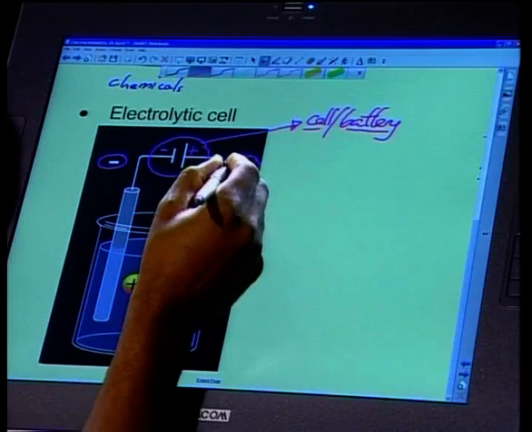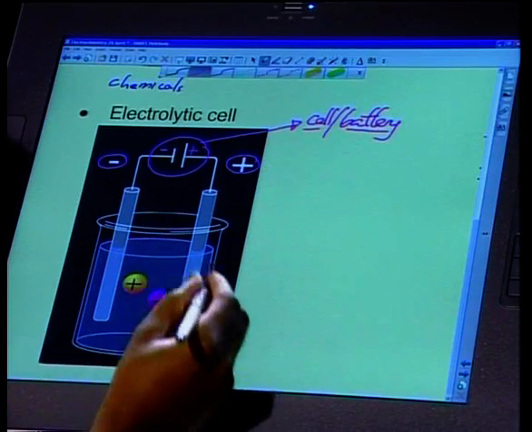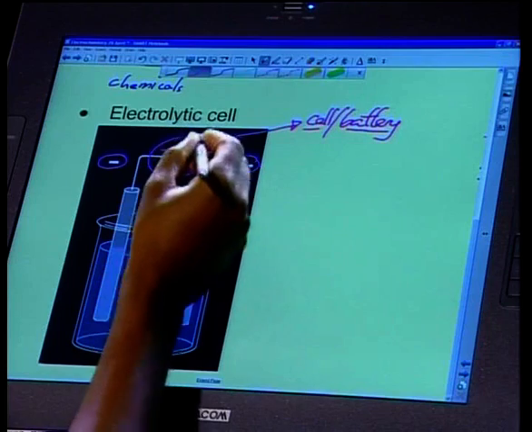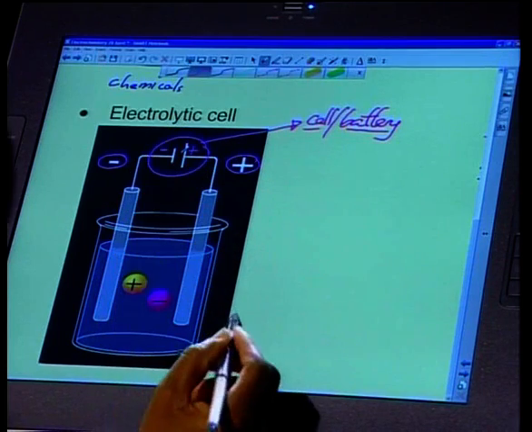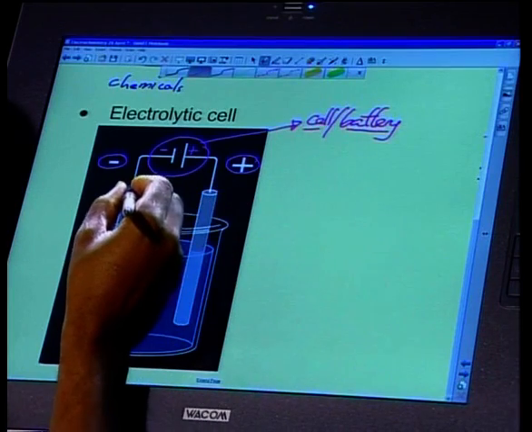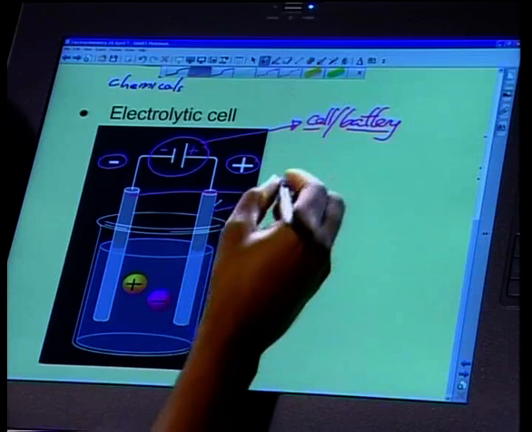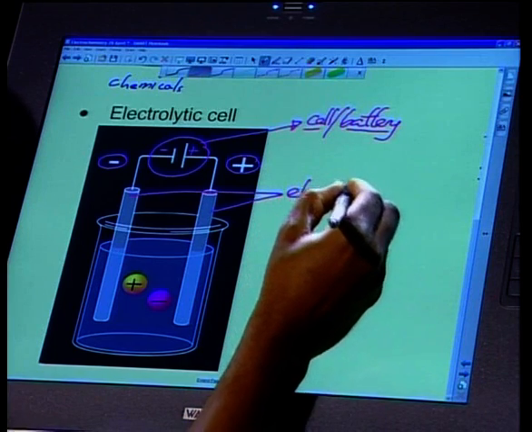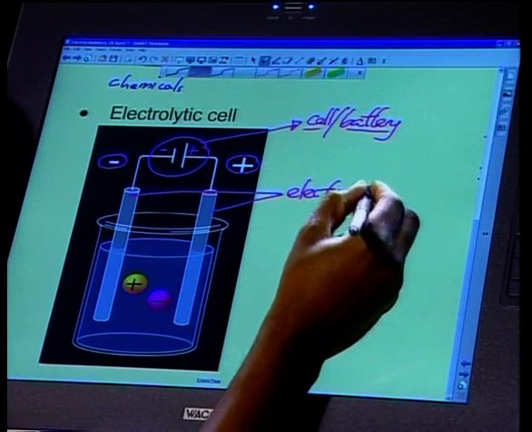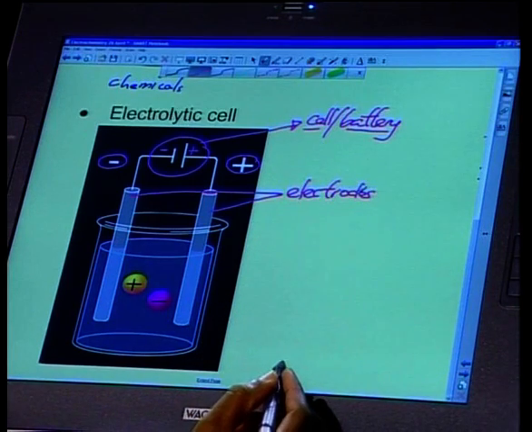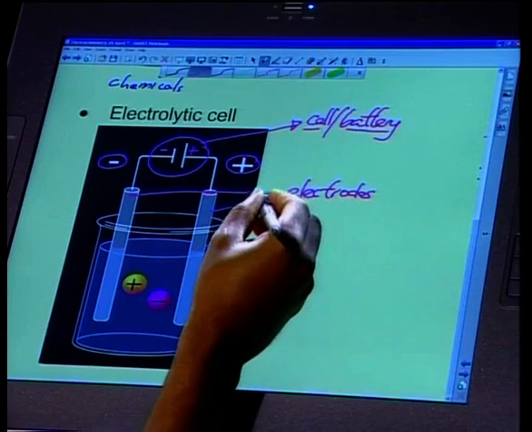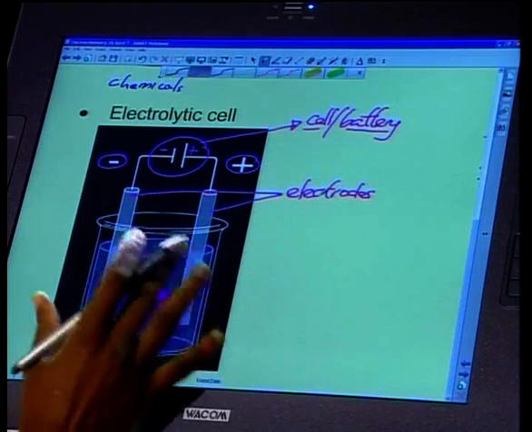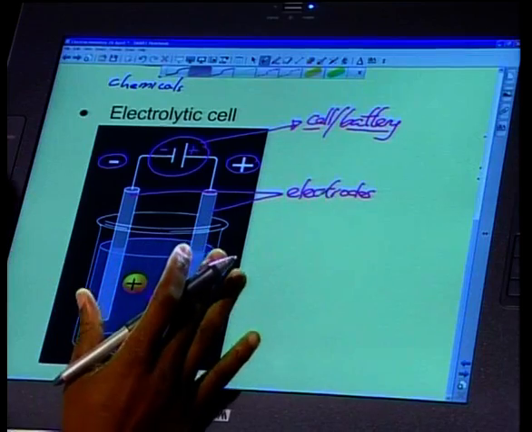This negative and positive is not as a result of what happens inside the solution, but only as a result of the connection of the cell or the battery, because the terminals would stay as they are. Now, what do we call these two? Remember what we called them earlier on? We call them electrodes. Now these electrodes here could be made up of metals, they could be made up of graphite, depending on the purpose of this cell.